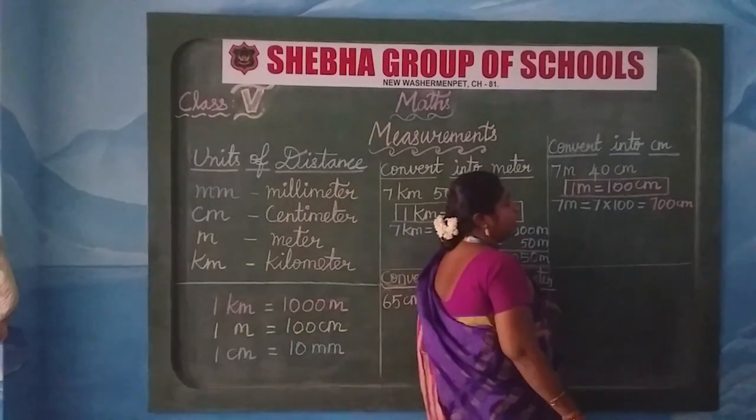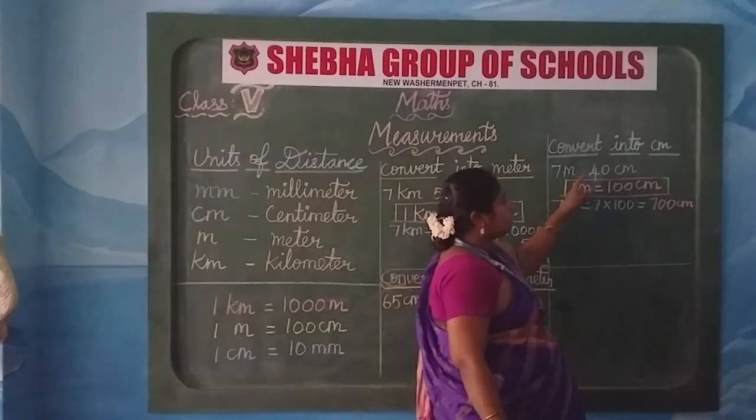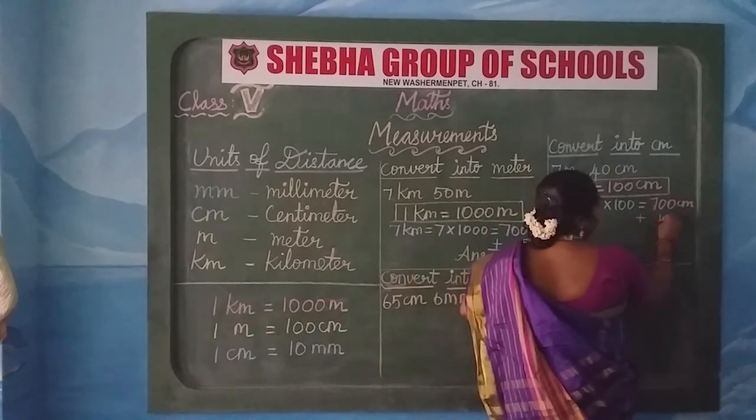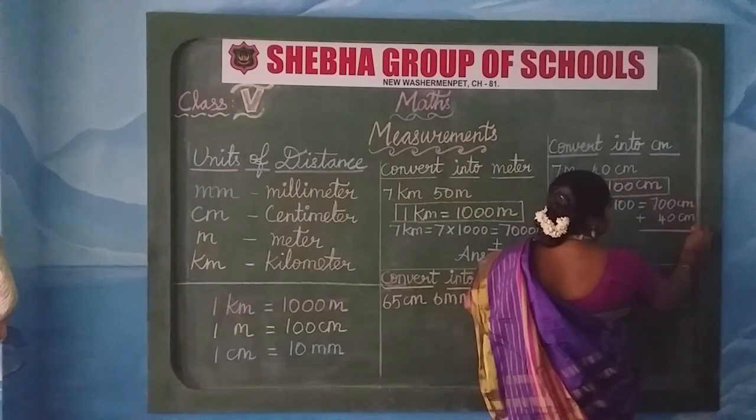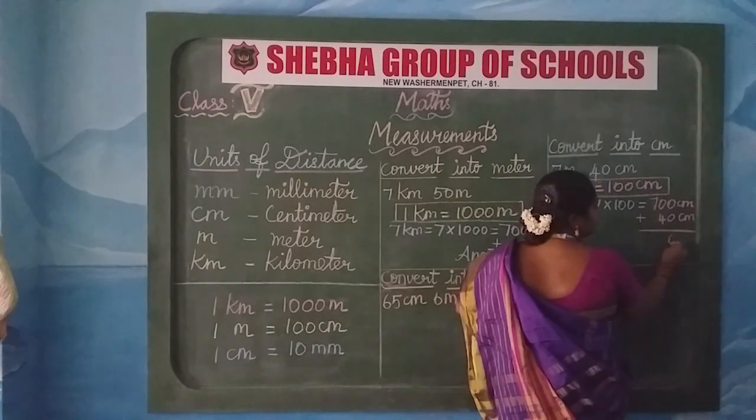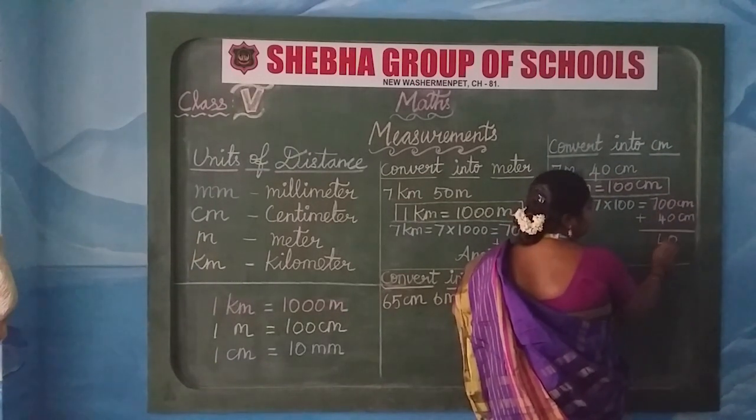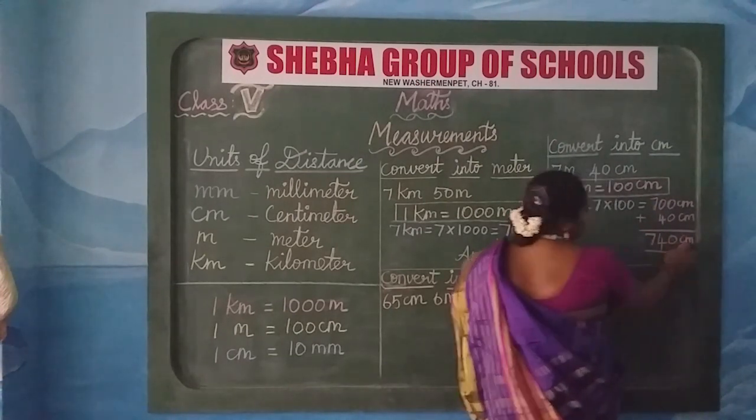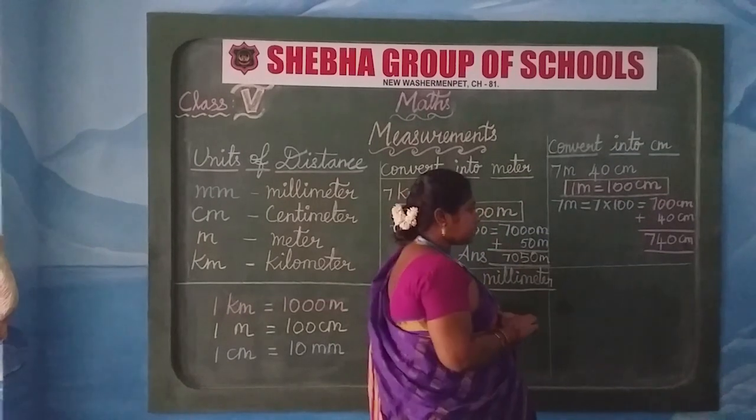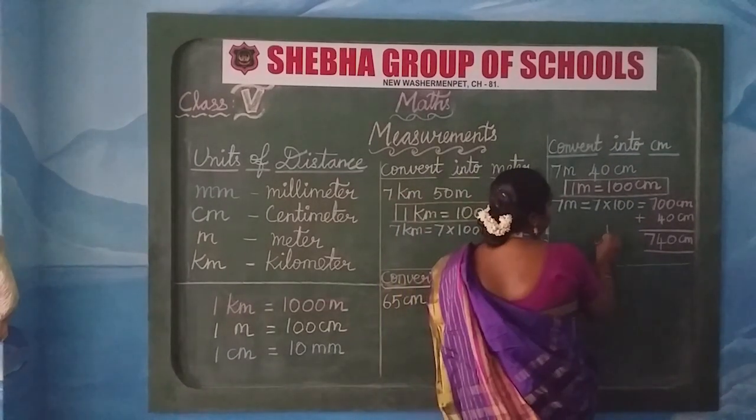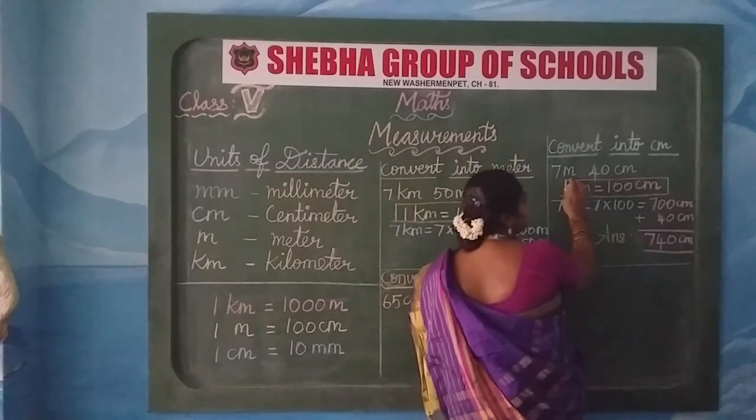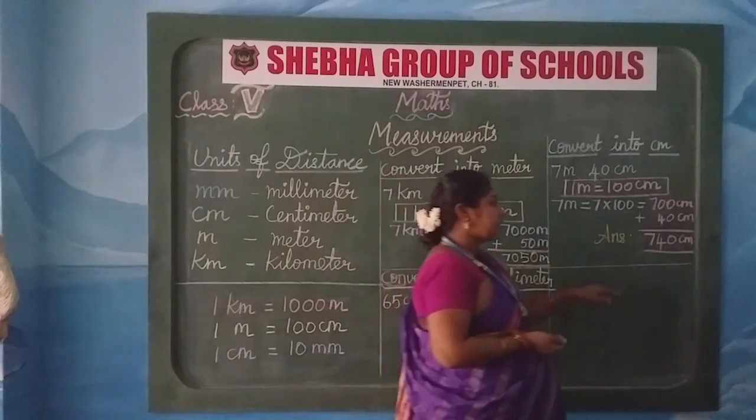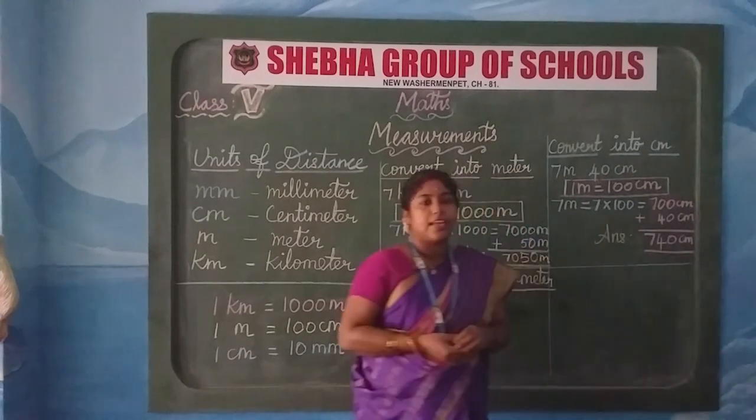Good children. And again we have to add the remaining 40 centimeter. Now tell me the answer, children. 0 plus 0, 0, 0 plus 4, 4, 7 centimeter. Unit is very important. I am insisting again, children. So when we convert 7 meter 40 centimeter into centimeter, the answer is 740 centimeter.